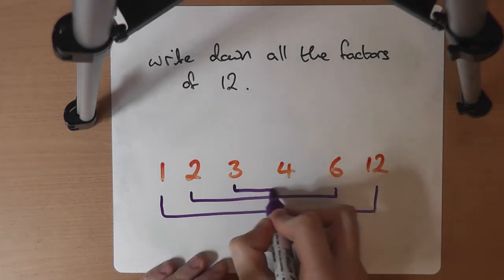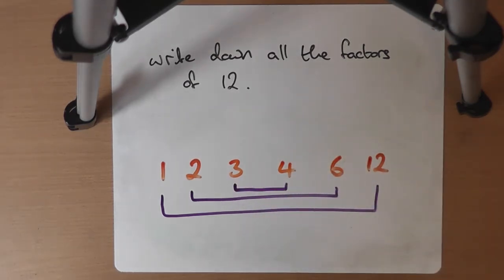And now any factors must be bounded between 3 and 4. And look at that. 3 and 4 are right next to each other. There are no whole numbers between 3 and 4, so there can't possibly be any factors. And this must be a complete list.